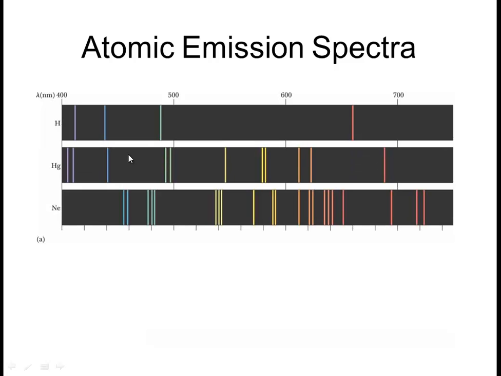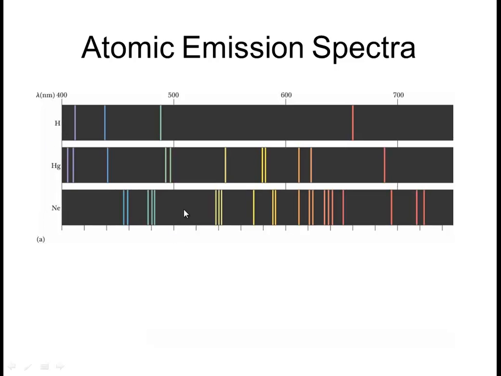How about mercury? Here is the corresponding emission spectrum for mercury, and here's an emission spectrum for neon. And you can see that neon is much more complicated than hydrogen. You might not be surprised, because neon has a lot more electrons, and it's certainly a more complicated atom than hydrogen.